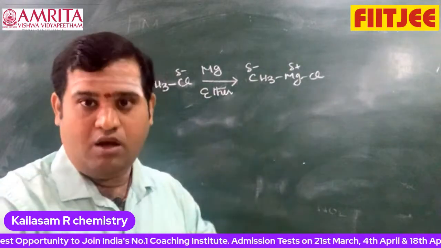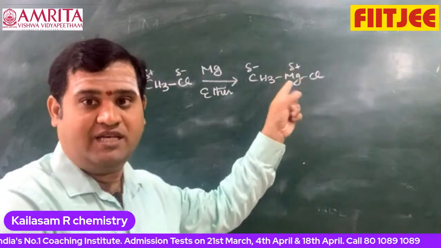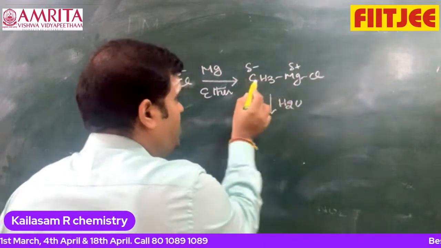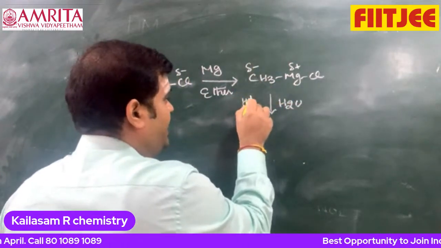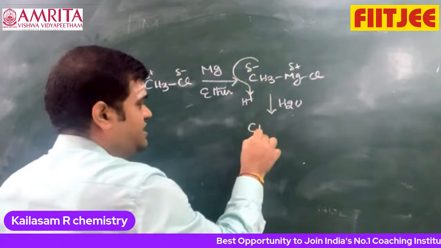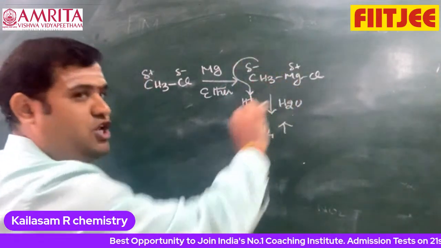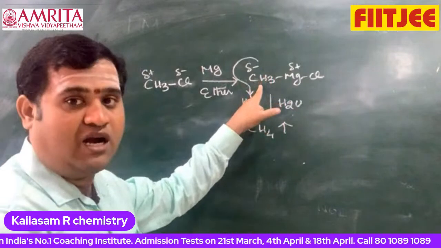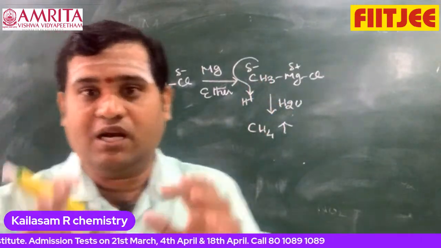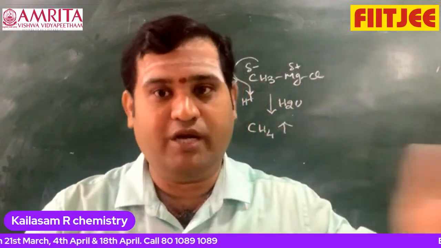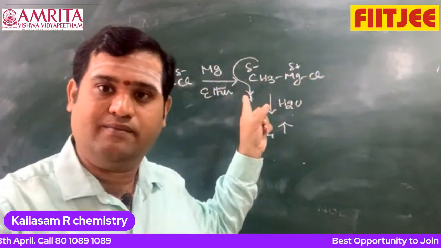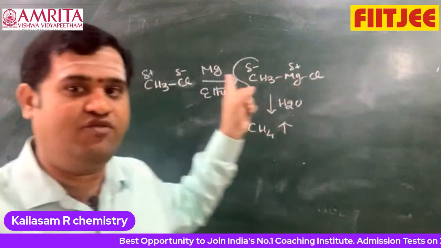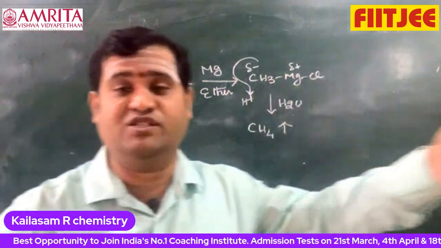If you are going to use alcohol or water, what will happen? The Grignard reagent gets spoiled. Why? Because if I use water, H2O is there. This is CH3 minus, so the H plus coming from water attacks it, and CH4 gas is liberated. Even if you use alcohol, CH3OH, the H plus from alcohol reacts with the Grignard reagent and liberates CH4 gas. That's the reason the Grignard reagent gets spoiled in the presence of moisture. If you use dry ether, the Grignard reagent is inert; it never reacts with ether. That's the reason we use ether or THF as a solvent.